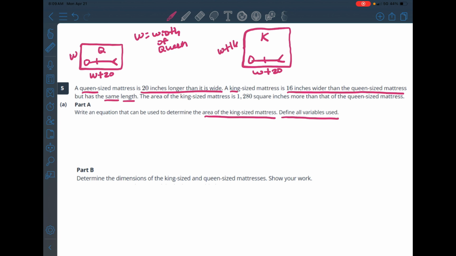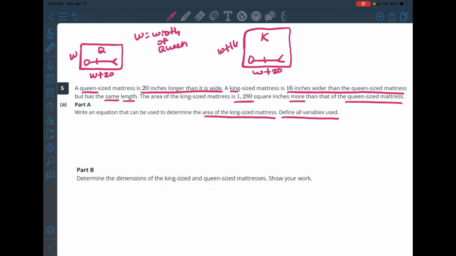All right. Now it says write an equation that can be used to determine the area of the king size mattress. So if I know how to find the area of my queen, because the area of the king size mattress is 1,280 square inches more than that of the queen size mattress, I gotta figure out what the area of the queen size mattress is.